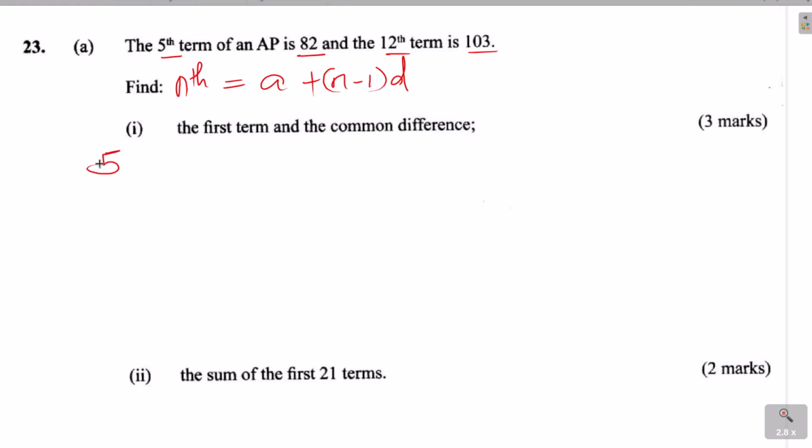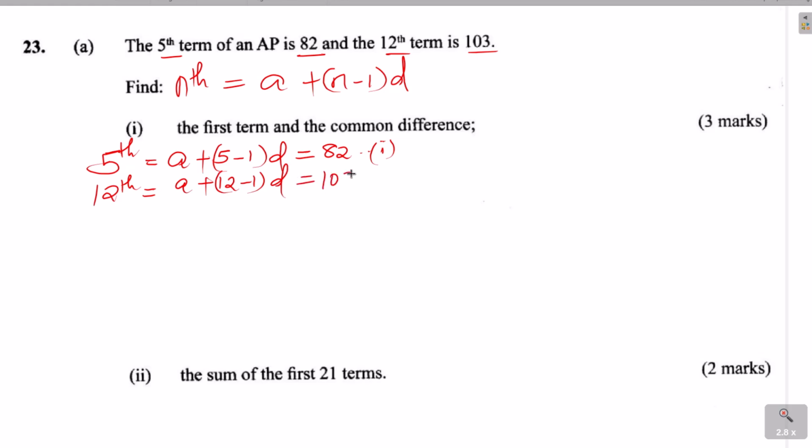So to write the fifth term, n will be 5. So we'll have the first term plus n, which is 5, subtract 1, then multiply by the common difference. The fifth term is 82. This is equation 1. The 12th term: A plus n, which is 12, subtract 1, multiply by D, that is 103. That gives us the second equation.